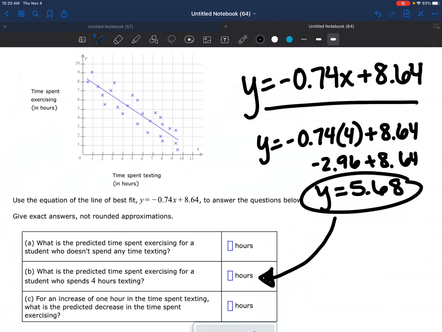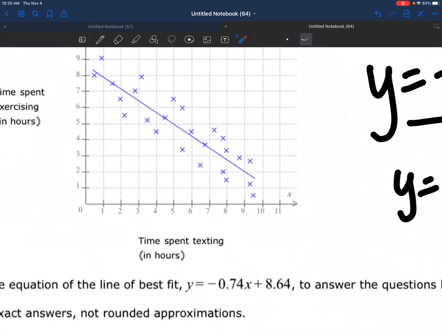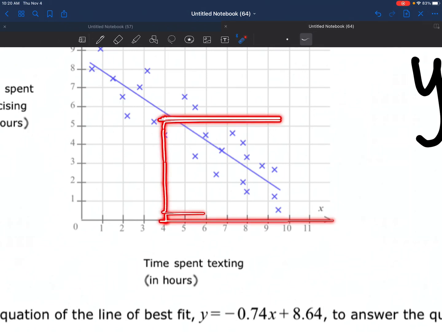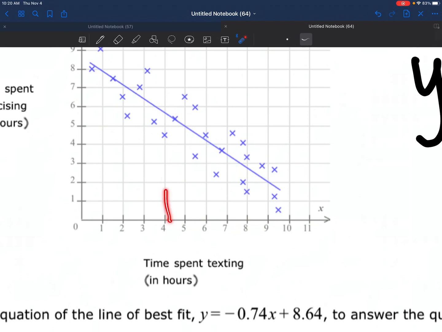Right? Now, that should make sense to us because it said 4 hours. And if we zoom in here, what did we get as our answer? About 5.6. Well, isn't 5.6 about what's on that line of fit? Yes. Okay. So that should make sense to us.